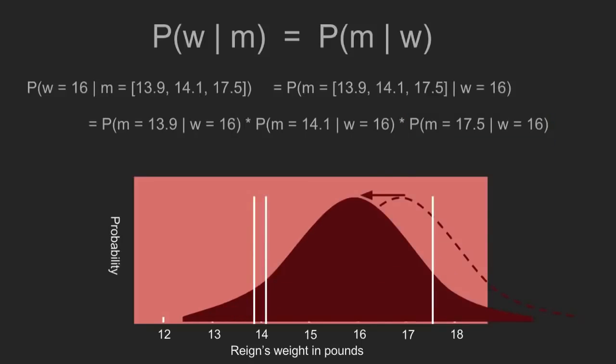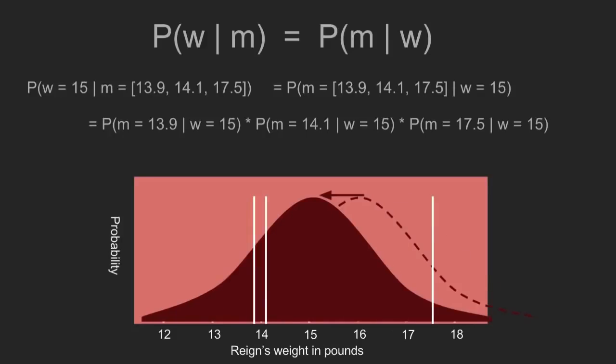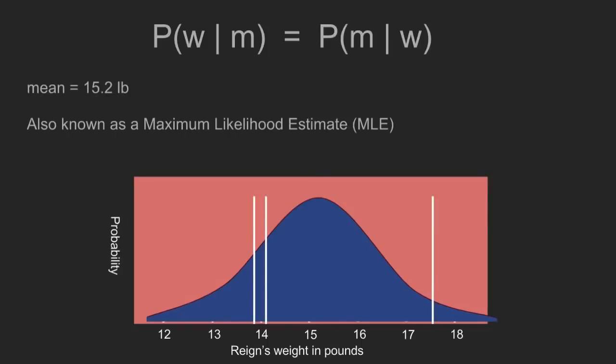We shift our belief over and say, well, what if she was 16 and a half pounds? What if she was 16 pounds? And we recalculate it each time, multiplying all of those actual probabilities together. And then by the time we're done, this is what we've measured at each of those weights. This is the likelihood of each of those occurring. And you can see that the maximum likelihood occurs at 15.2 pounds.